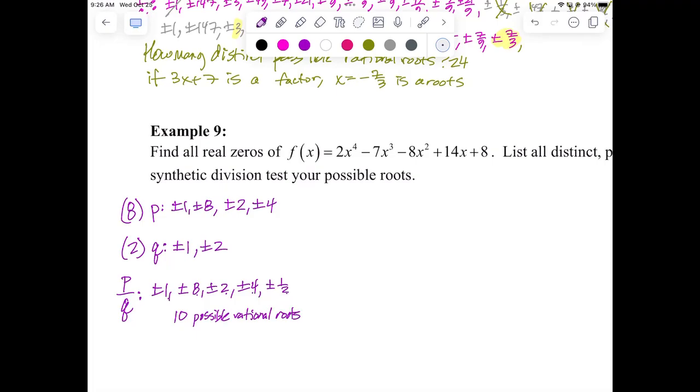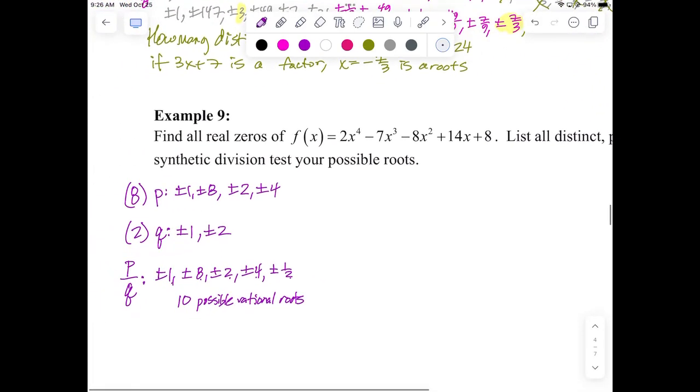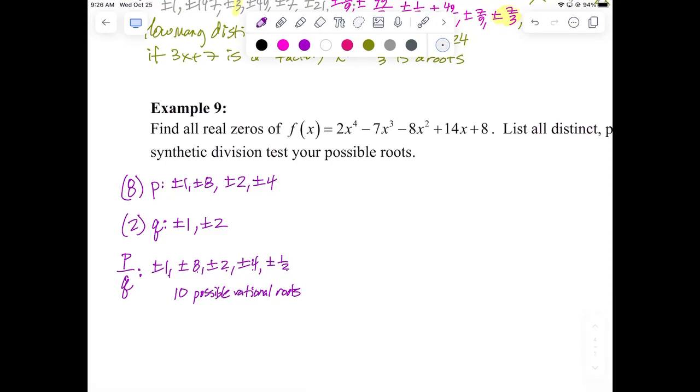Now, once it lists them, it says to use synthetic division to test your possible rational roots. I'm interested in finding 4 roots because it's a 4th degree polynomial, but how many do I really need to find before I'm home free? 2. Very good. Because if I can find 2, I can synthetically divide it down and get my quadratic. And once I have my quadratic, instead of doing trial and error with these rational possibilities, I can just factor or use the quadratic formula. So we just need to find 2.